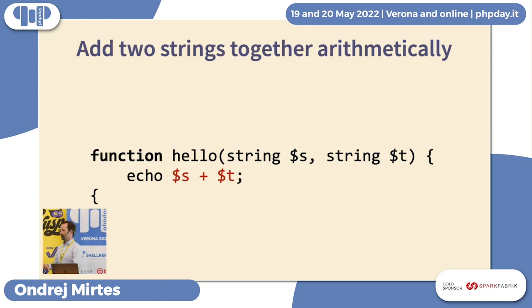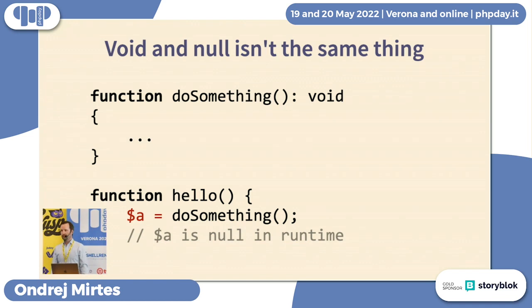Another difference is that void and null are not the same thing for PHPStan. For PHP, they are, because a function that is marked as void is going to return null in runtime. If you call a function that returns void and you save the value into a variable, the variable will contain null in runtime. But in practice, this isn't fine by my standards because you are not supposed to be interested in that kind of value. So this is also something that is checked by default, even if it's fine by PHP standards.